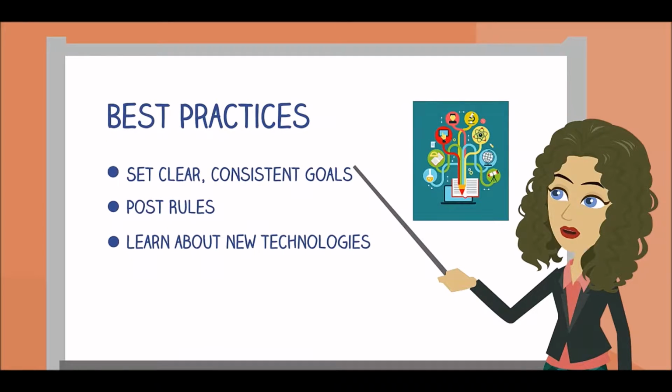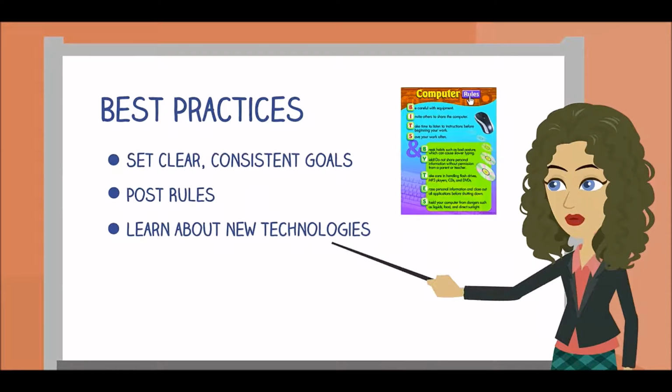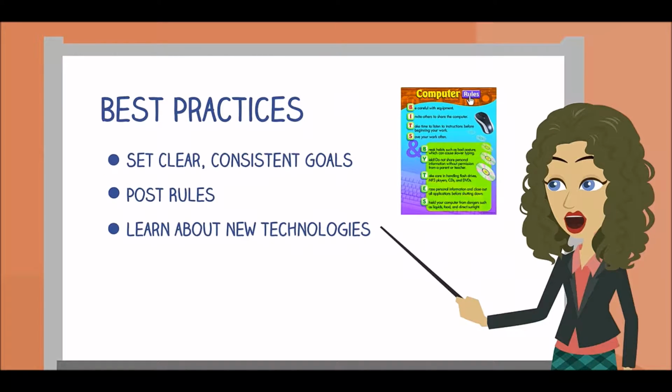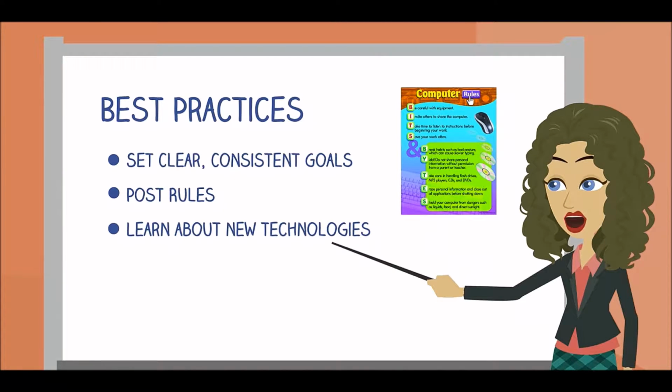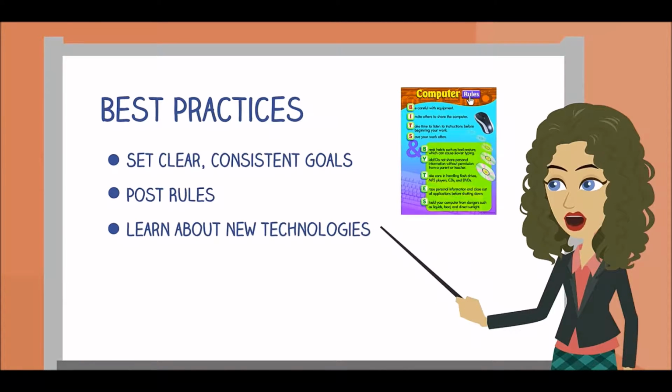Set clear and consistent goals. This will let students know exactly what they are allowed and not allowed to do on their technology devices. Post rules. It's a good idea to post computer rules around the classroom close to the computers if possible. This will save time and minimize students' questions.